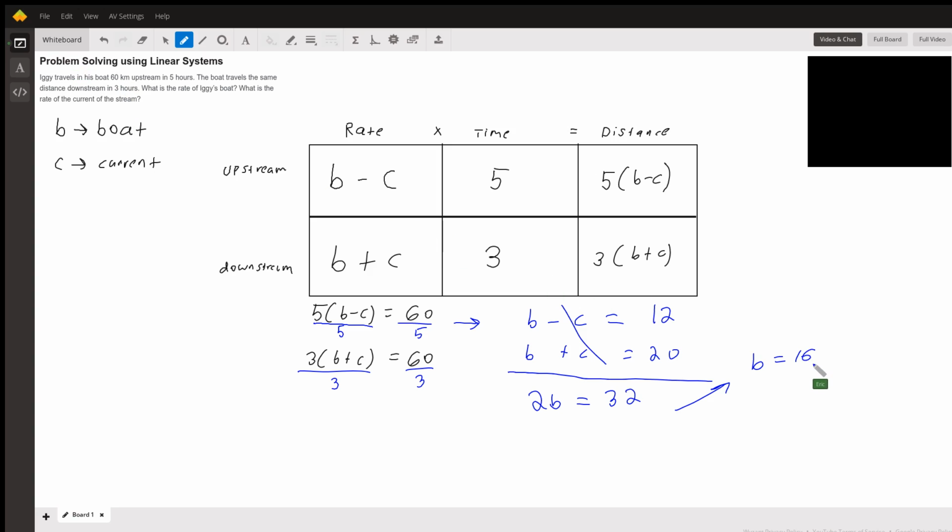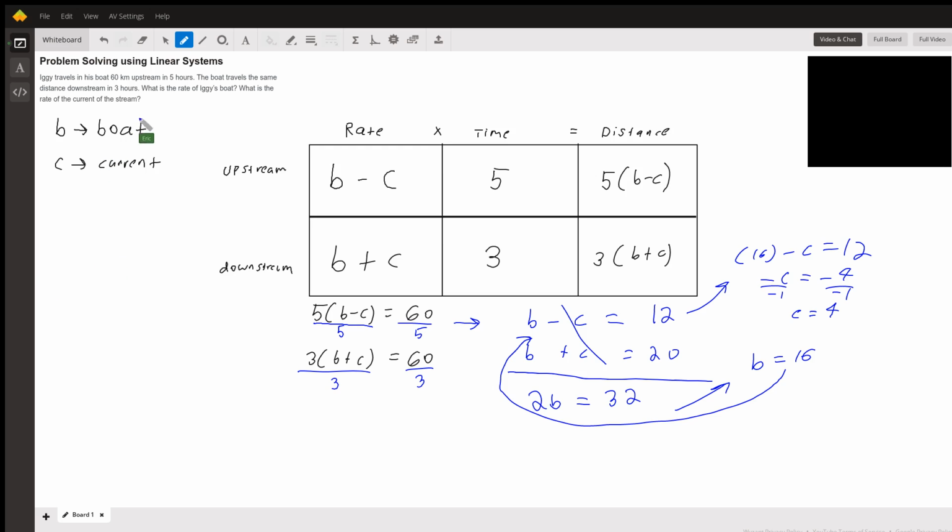Then we need to find the rate of the current, so we can plug 16 back in for b in the first equation. We get 16 minus c equals 12. I'll just show the work here. 16 minus c equals 12. Subtract 16, negative c equals negative 4, divide both sides by negative 1, c equals 4. So we know the current speed is 4 kilometers per hour.